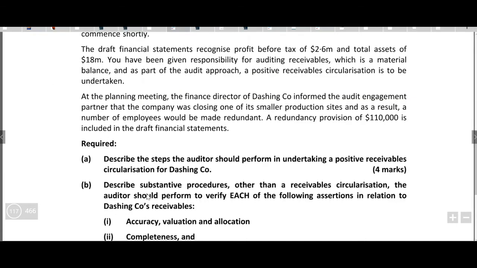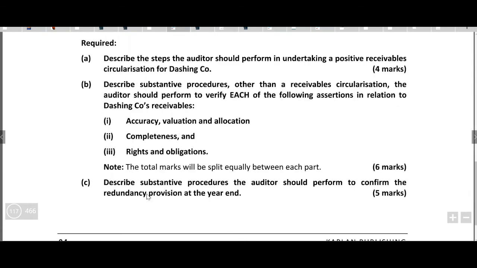So first of all, let's go to the requirement. This is a full 20-mark question. Describe the steps the auditor should perform in undertaking a positive receivable circularization for Dashing company. Now, the first thing is that you need to know what is receivable circularization.